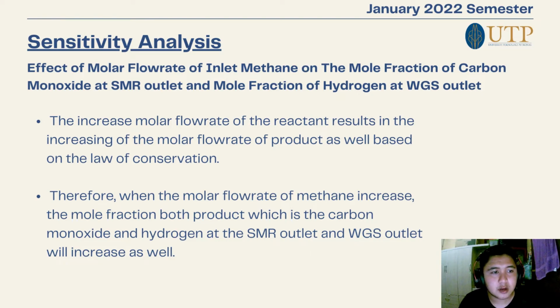This is because when the molar flow rate of the reactant increases, the molar flow rate of product will increase as well, based on the law of conservation. Therefore, when the molar flow rate of methane increases, the mole fraction of both products, which are carbon monoxide and hydrogen, at the SMR outlet and the WGS outlet, will increase as well.